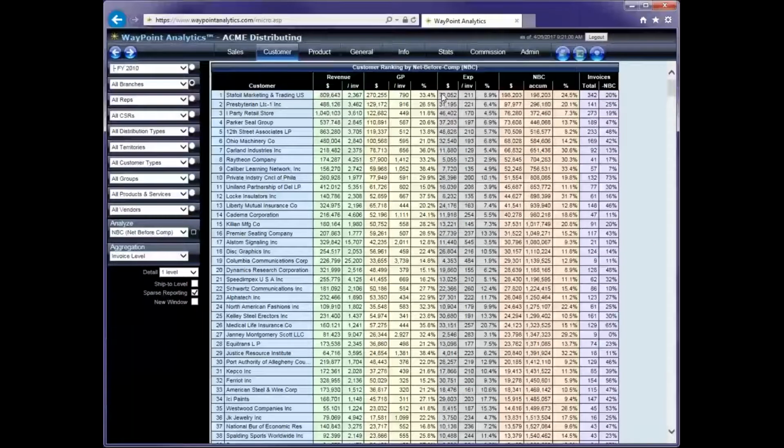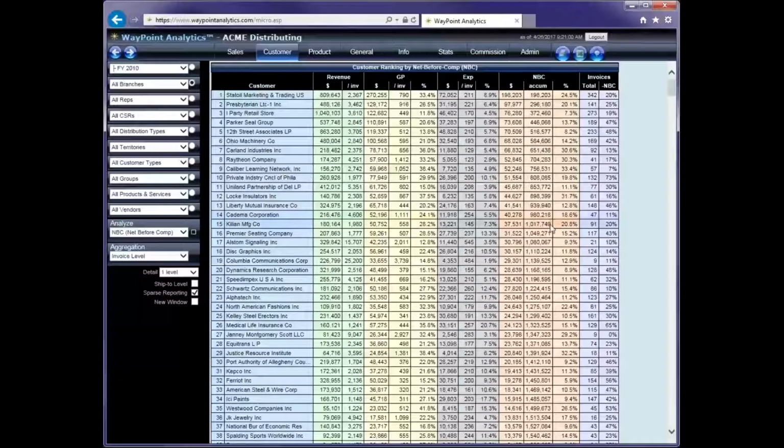We have our total expenses for the year by customer, our expense dollars per invoice, our expense rate, which is very important because we want to make sure that our expense rate is less than our gross margin here. Gross margin and gross profit dollars are the operating cash for the period, and so we want to make sure that our expenses don't exceed our operating cash. We then have our NBC dollars listed in this column here. We have an accumulated column for NBC here, so we can see as an example how many customers make up our first $1 million of NBC and what customers those are.